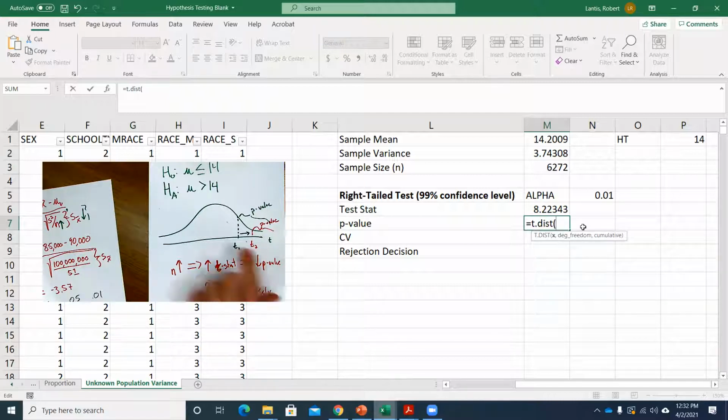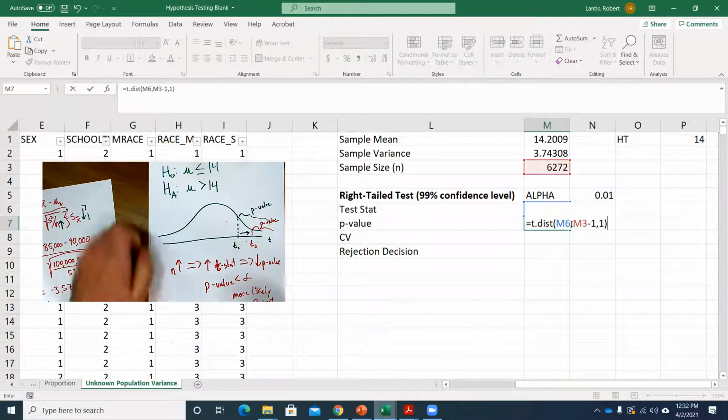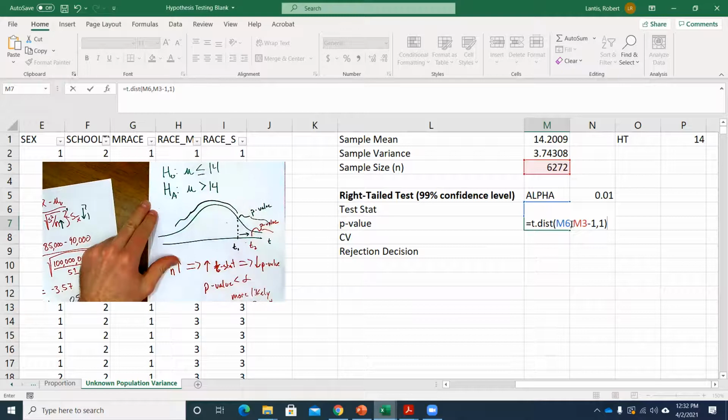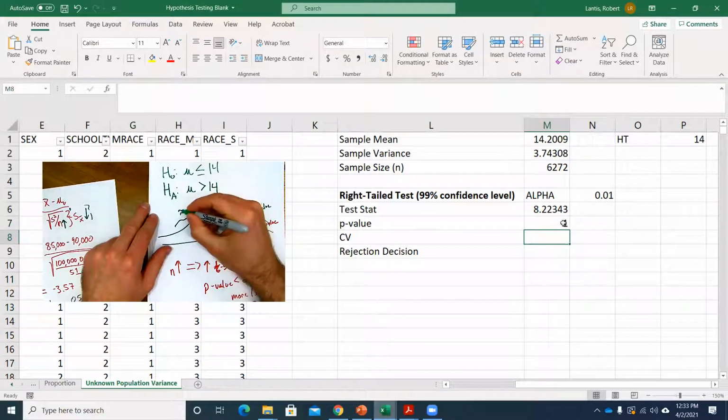T.dist, right? I have my test statistic and I want to know the area to the right. Well, the function in Excel, t.dist, tells me the area to the left. So if I select my test statistic and then comma, well, what's the degrees of freedom? My sample size minus 1, and then comma 1, making it cumulative. This is going to give me the area to the left. So I hit enter. And this area is approximately 1.